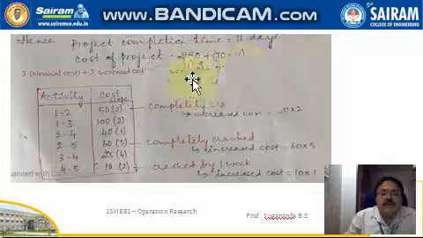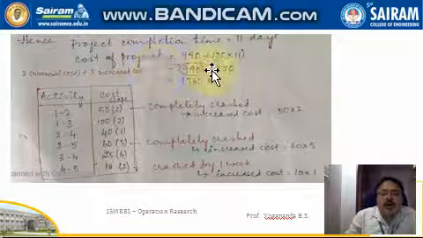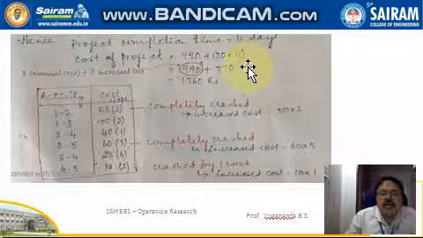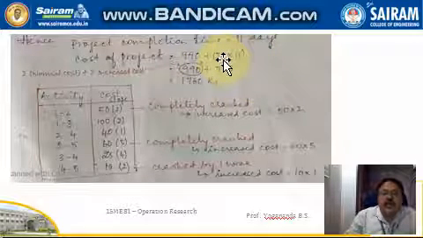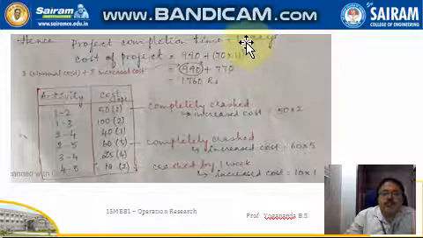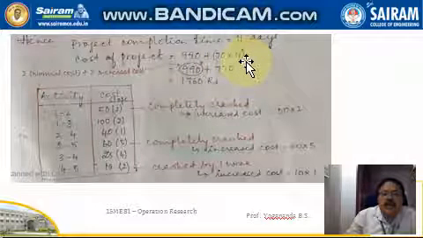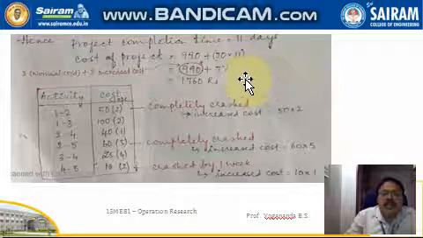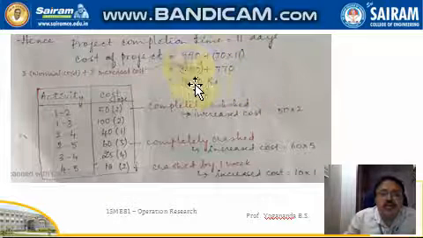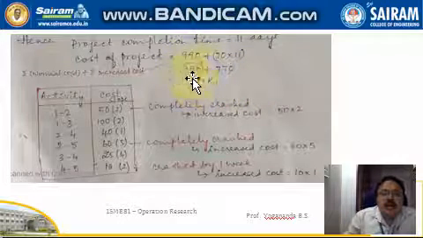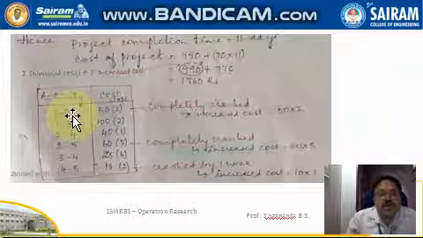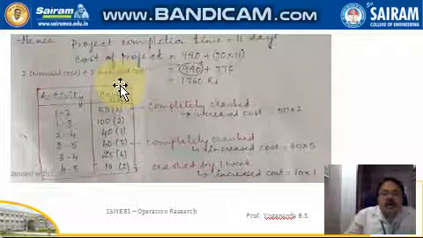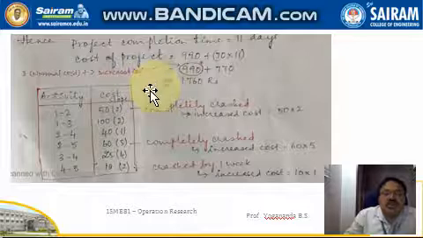The cost of the project is now 990 plus this indirect cost. So the indirect cost is 70 rupees per day. So project completion time is now 11. So 11 into 70 becomes 770. So now this is the direct cost. So this direct cost is the summation of the normal cost plus the summation of increased cost.